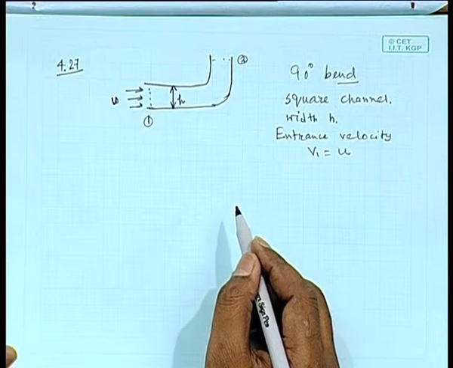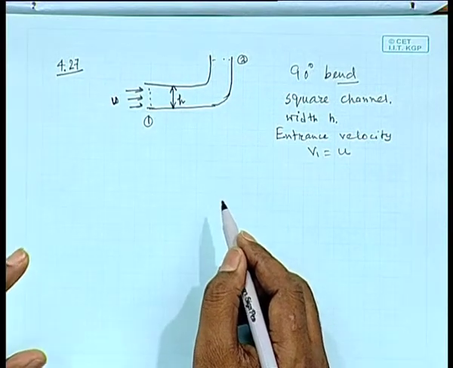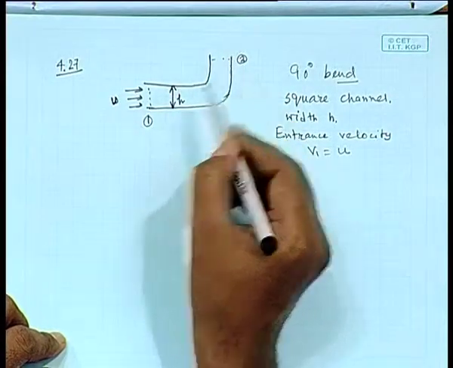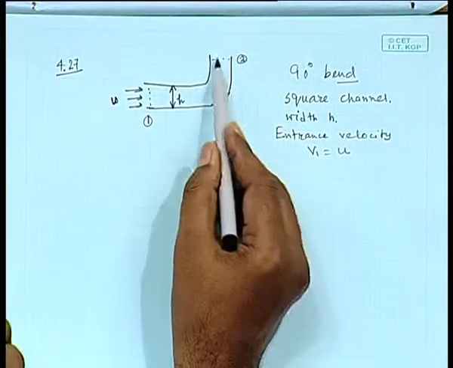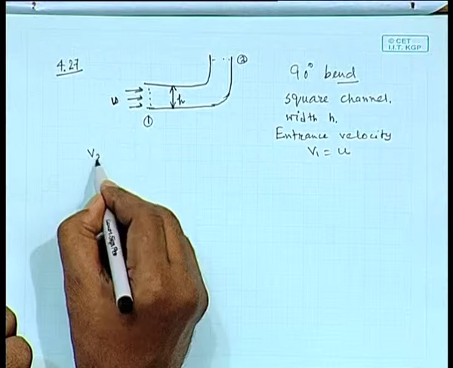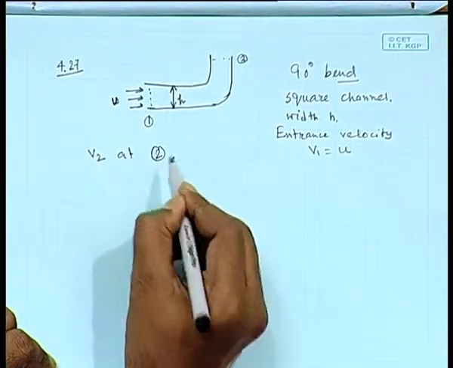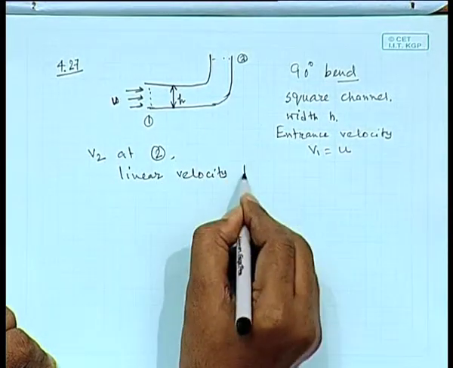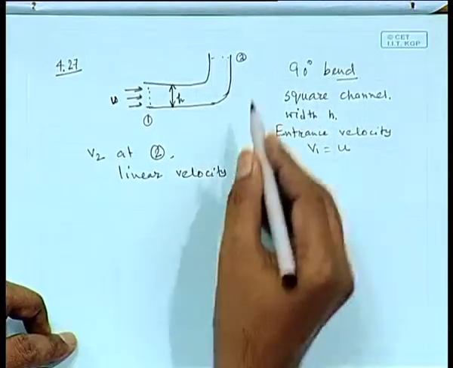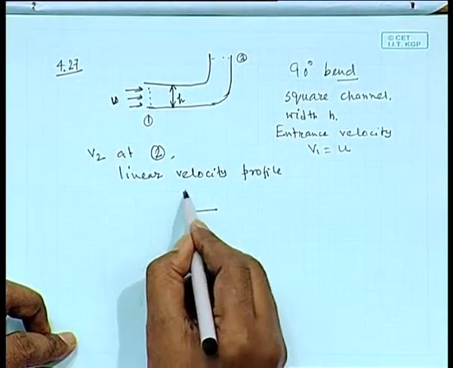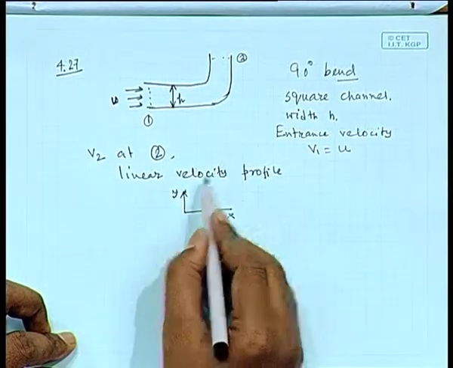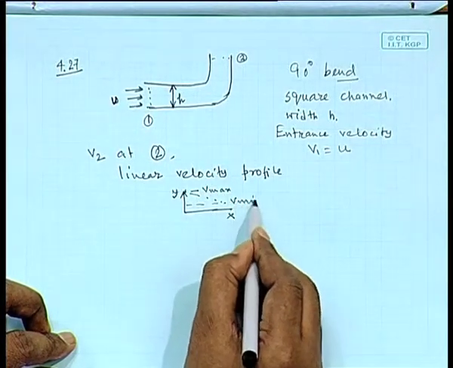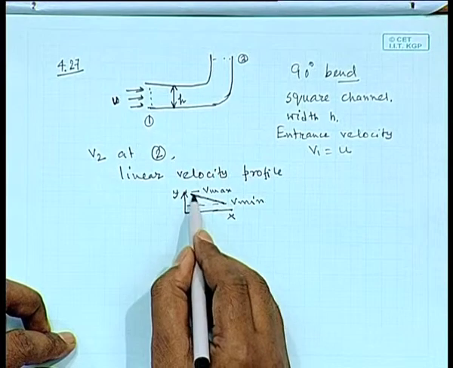Now, the channel makes a 90-degree bend and it distorts the flow to produce a linear velocity profile at the exit. The velocity profile at the exit is linear, it is not uniform. Because of this 90-degree bend, the profile is distorted, and the velocity profile at point number 2 is linear, something like this, with V max and V min.